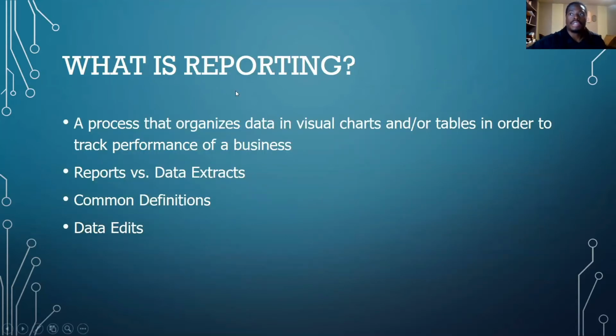As we go into what is reporting, the technical definition is: data reporting is the process of organizing data into visual charts and tables in order to track performance of your business. Since we're all campuses, our case is going to be our students, our departments, our programs. This raw data keeps us aware of what's happening across campus.